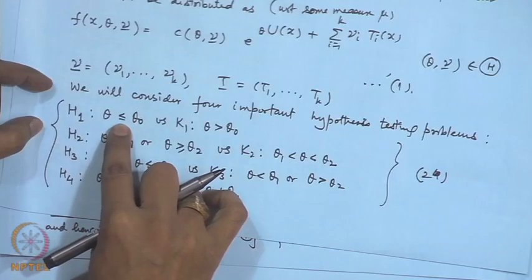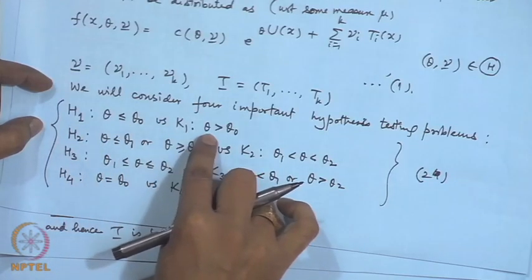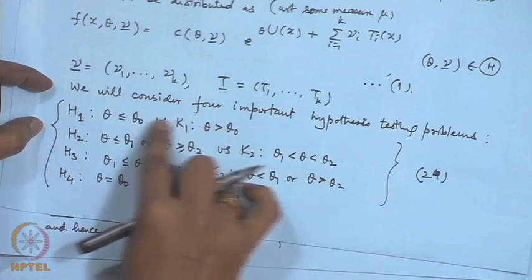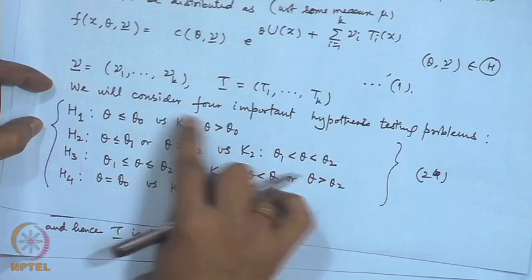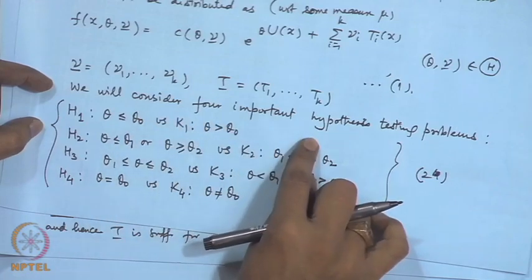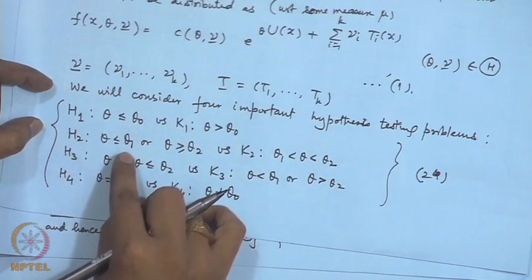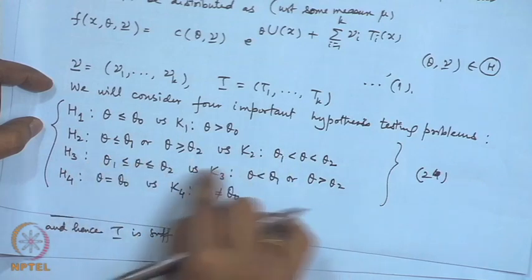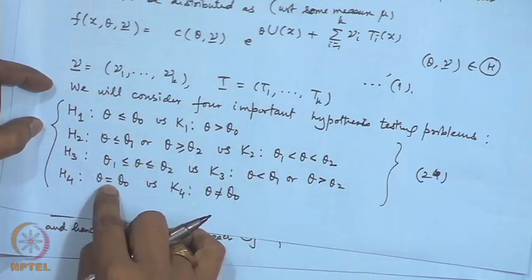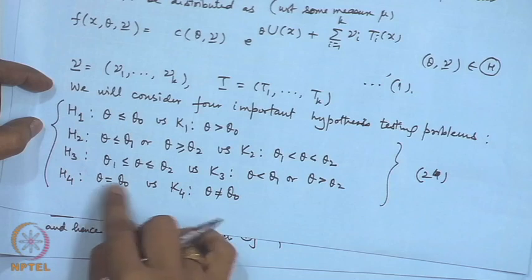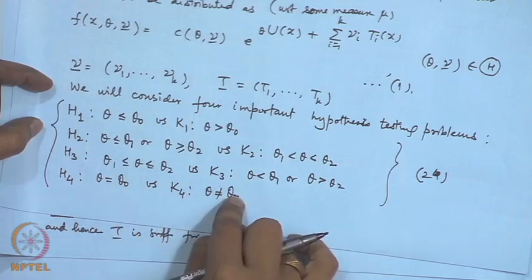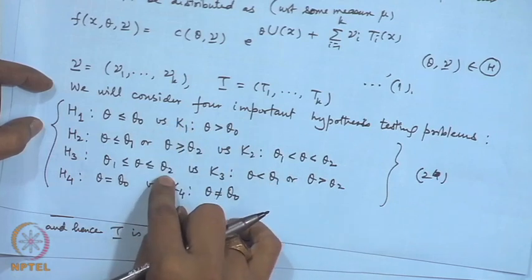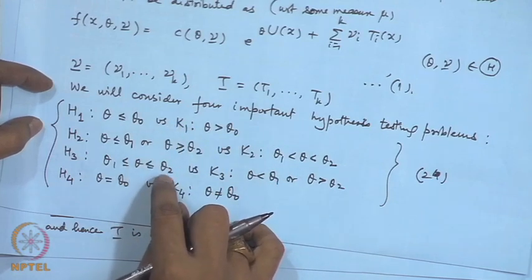H 1: theta less than or equal to theta naught against K 1: theta greater than theta naught. So, this is a one sided testing problem. If a UMP unbiased test exists here, for the dual problem also it will exist. Now, for H 2 we have, for H 3 and for H 4. H 4 is actually the null hypothesis is a point hypothesis, whereas the alternative hypothesis is two sided. For all the 4 cases UMP unbiased tests can be found.